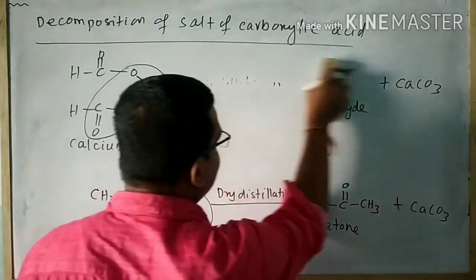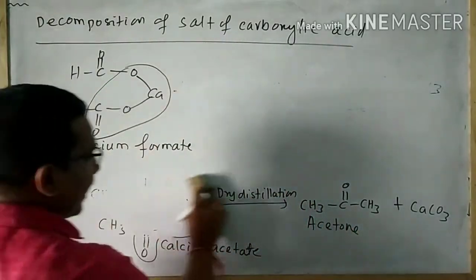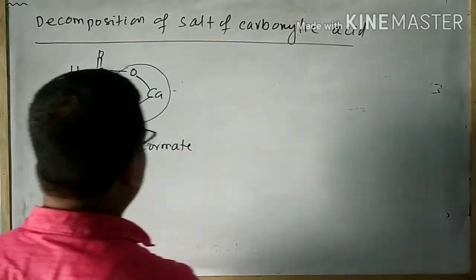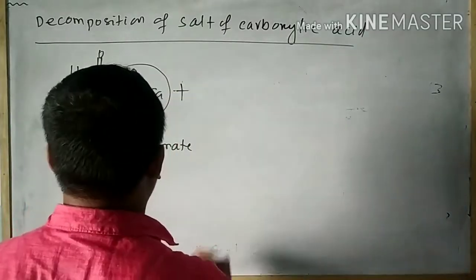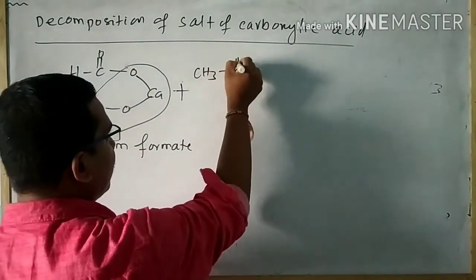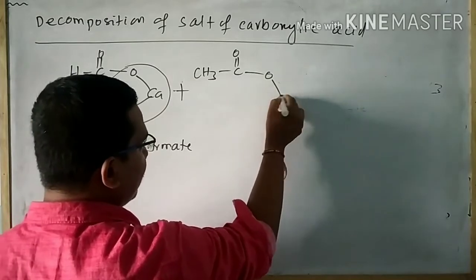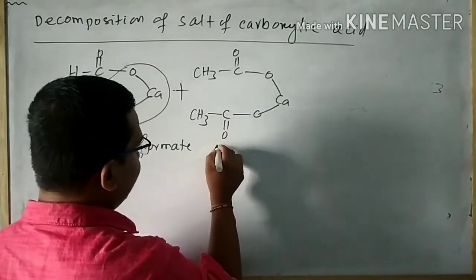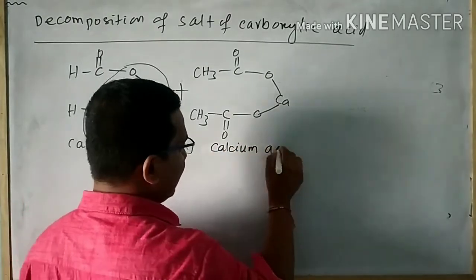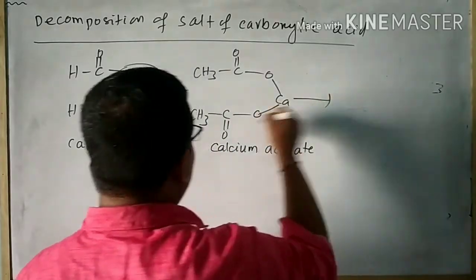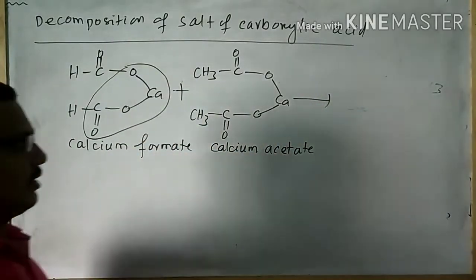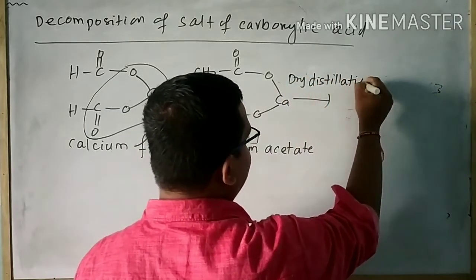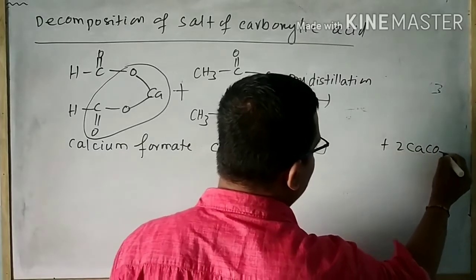When a mixture of calcium formate and calcium acetate is subjected to dry distillation, then what happens? Let me discuss. CH3 bond C double bond O bond C. This is your calcium acetate. When a mixture of calcium formate and calcium acetate is subjected to dry distillation, then two molecules of calcium carbonate are formed.